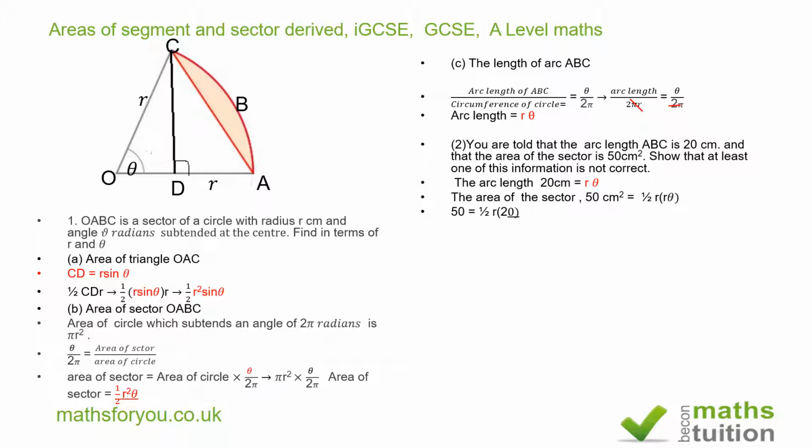Okay, right. Now if you divide 2 by 2, you get 1. Divide 20 by 2, you get 10. So 50 is 10r, which means that r is 5. If you divide 50 by 10, you get 5. So okay, r is 5. Moving on. Now the arc length is 20 centimeters, we know that r is 5, which means that theta has a value of 4 radians, because if you divide 20 by 5, you get 4.